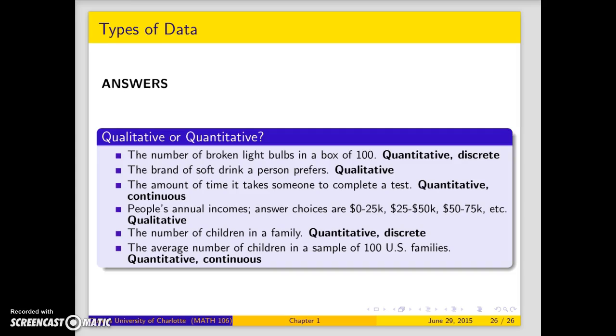But for the average number of children in a sample of 100 U.S. families, if we think about our definition between continuous and discrete, continuous is not restricted to whole numbers, such as it can have decimal places afterwards. So average is continuous, such as we say like the average number of children in a sample of 100 U.S. families is 3.2 or 2.3, whatever it may be, but it is continuous in this case.